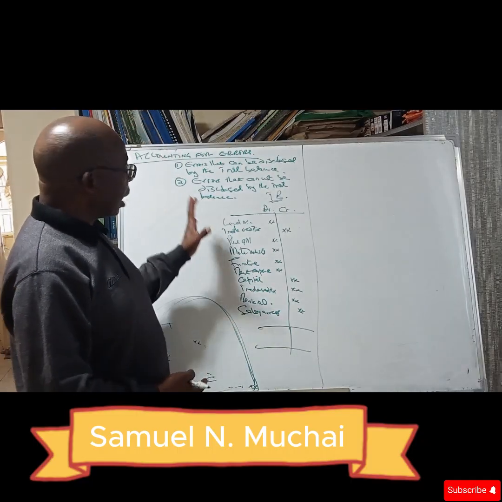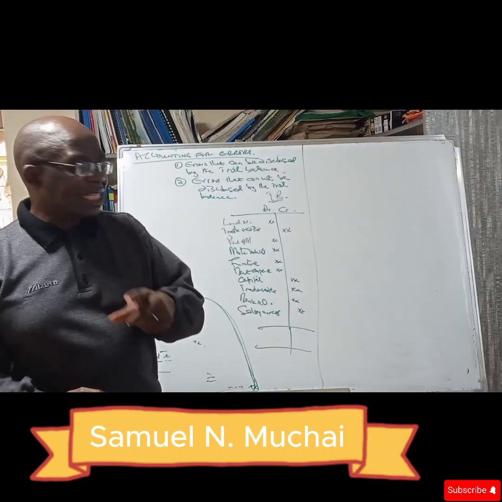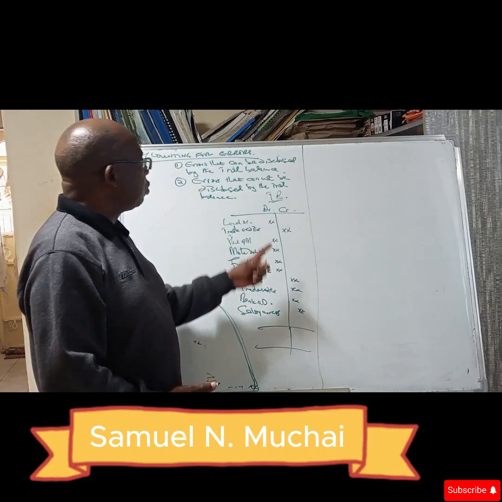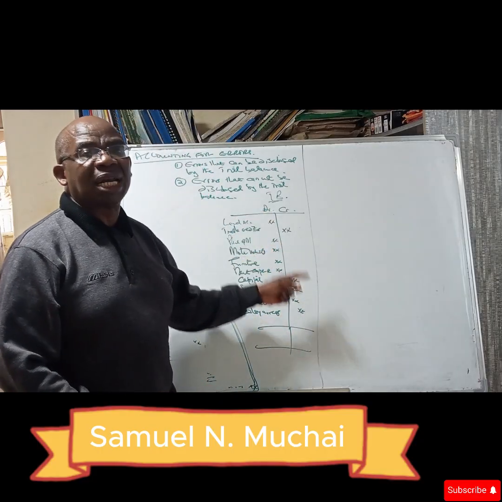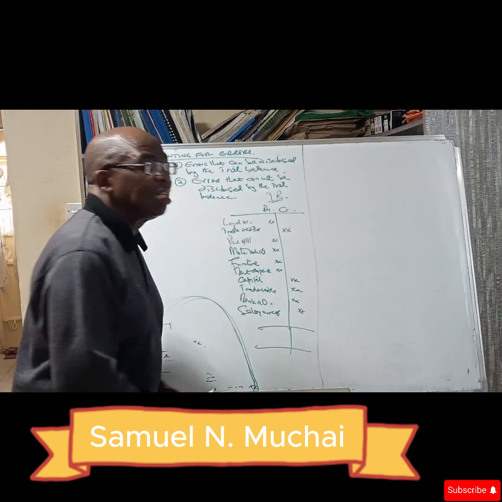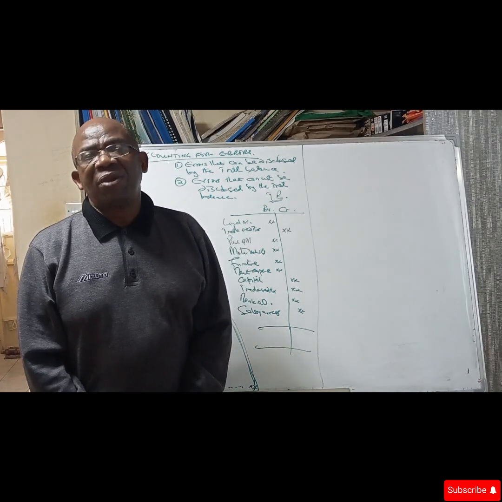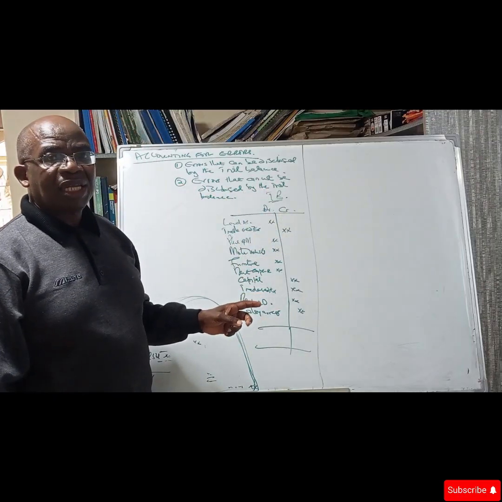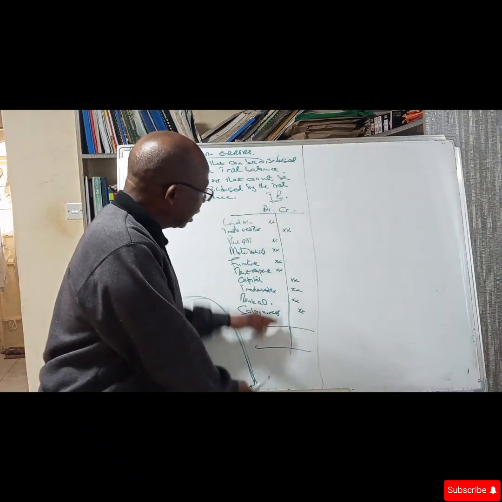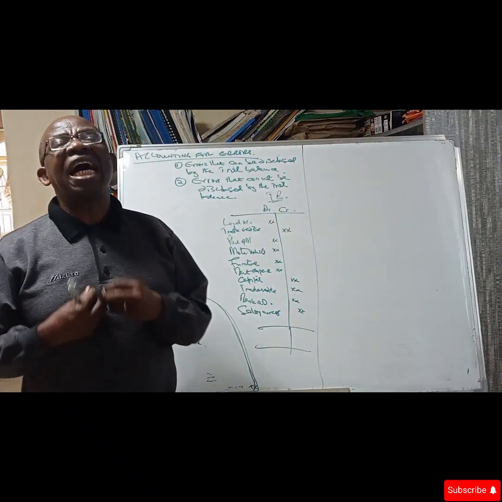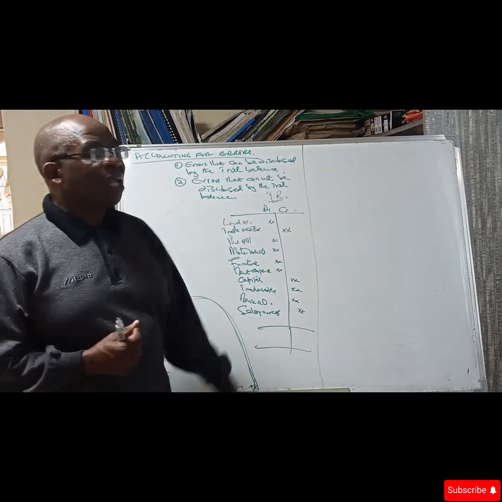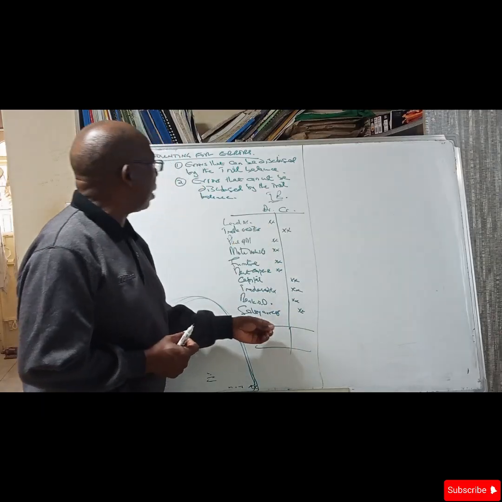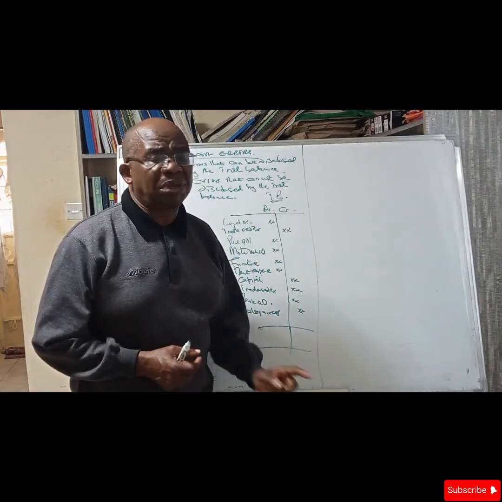Now, in accounting we say there are errors which are not disclosed. There are errors which do not cause the trial balance not to balance. The trial balance is still balancing, but we still have errors. Those errors, we call them errors that cannot be disclosed by the trial balance. The debits are equal to the credits, but we still have mistakes. Those errors do not affect the trial balance, and therefore cannot be disclosed by it.